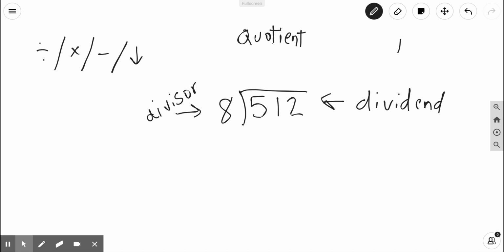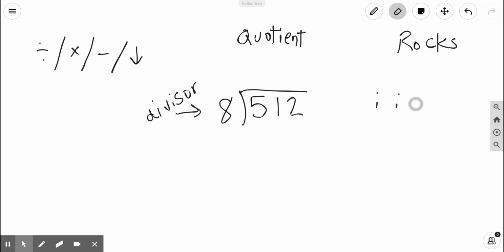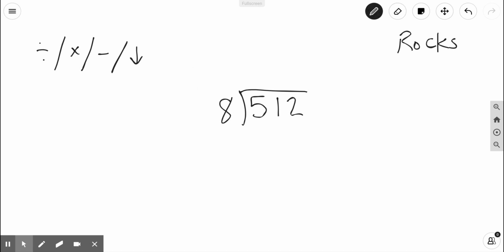So let's say we're talking about rocks. We want to divide 512 rocks into 8 groups. How many rocks are going to be in each group? That's what we're looking for, okay? So I'm going to get rid of these extra pieces here, and I'm going to work through it. My answer is going to be in red, and I'm going to refer back to this process for all of it. So the first thing it tells us to do is divide.